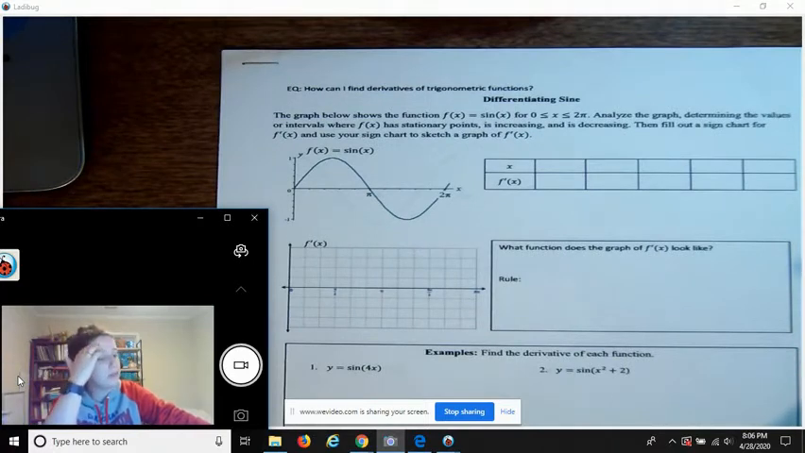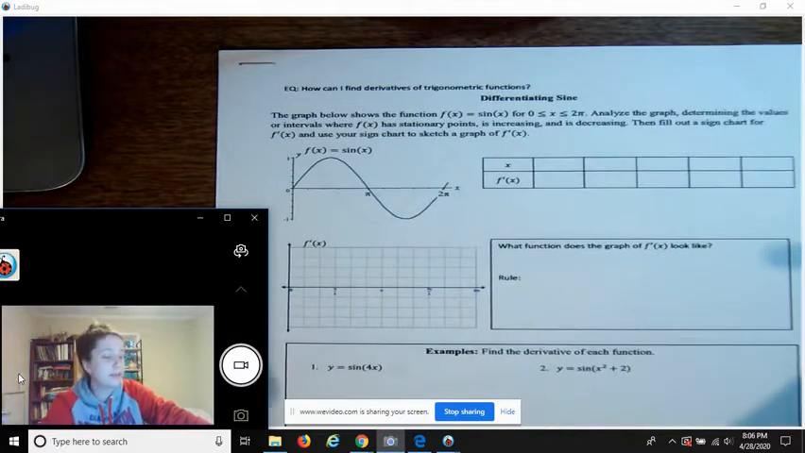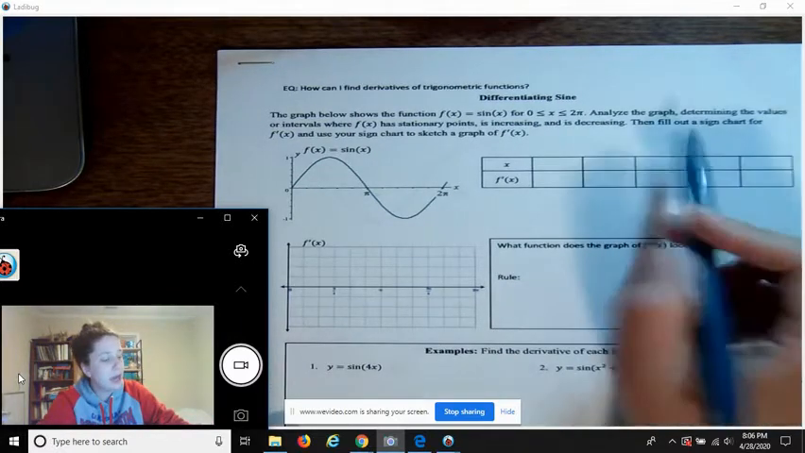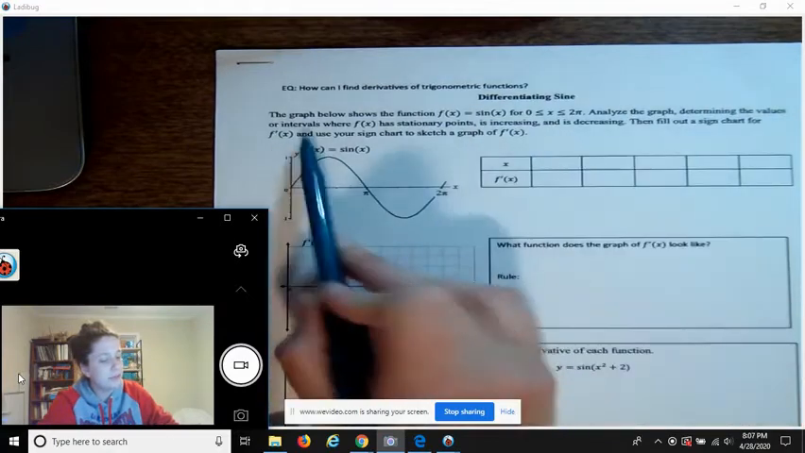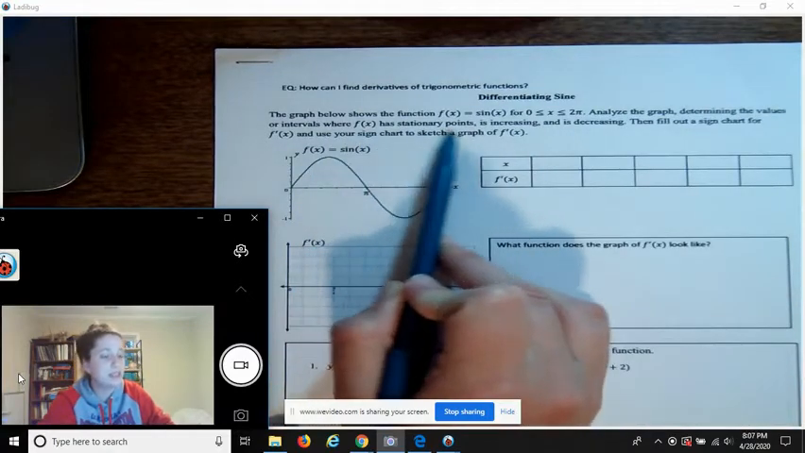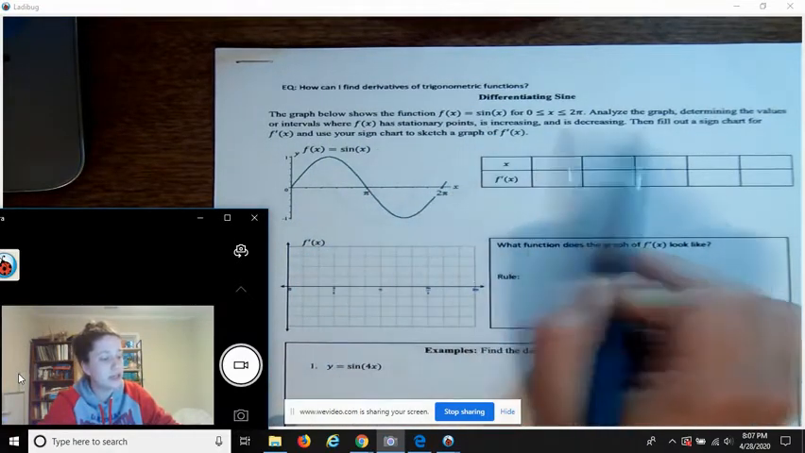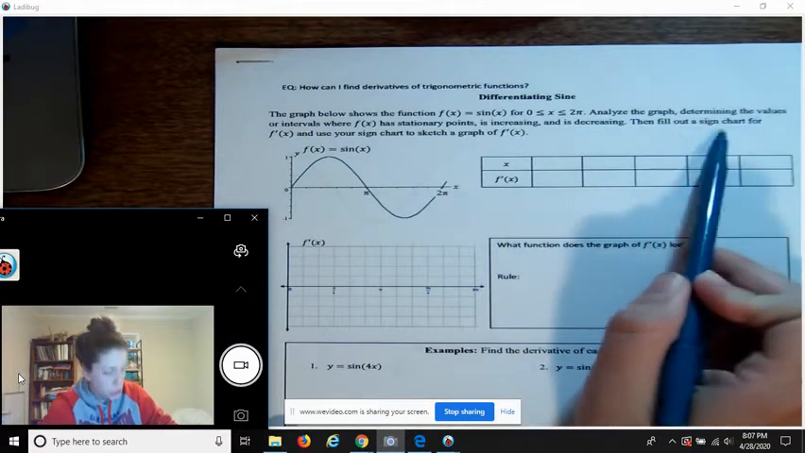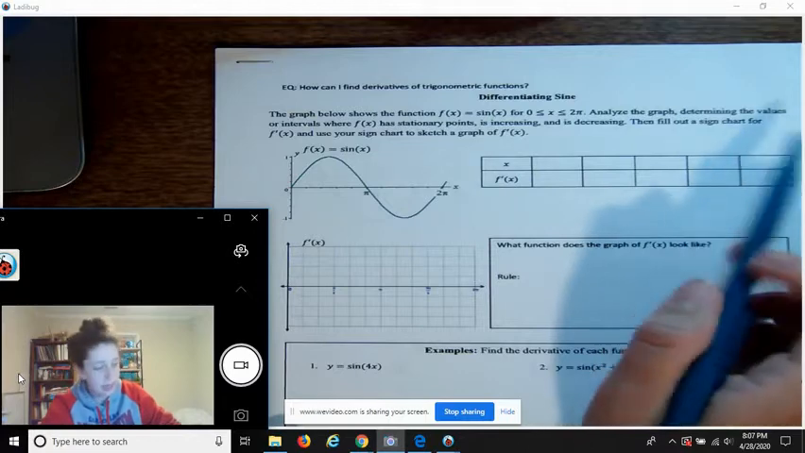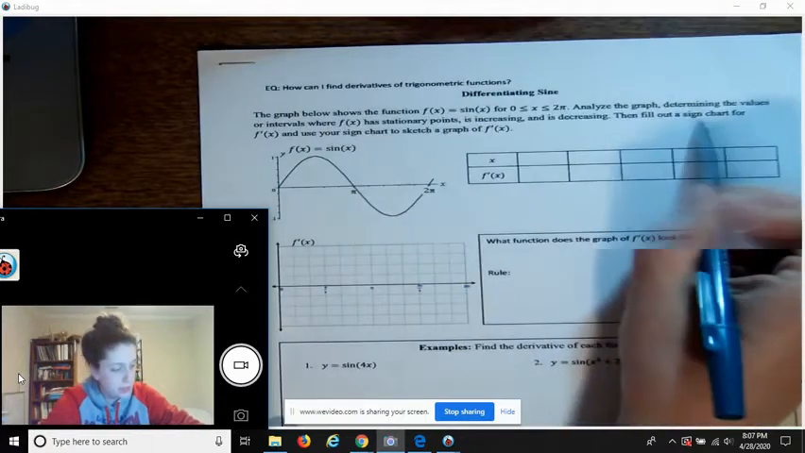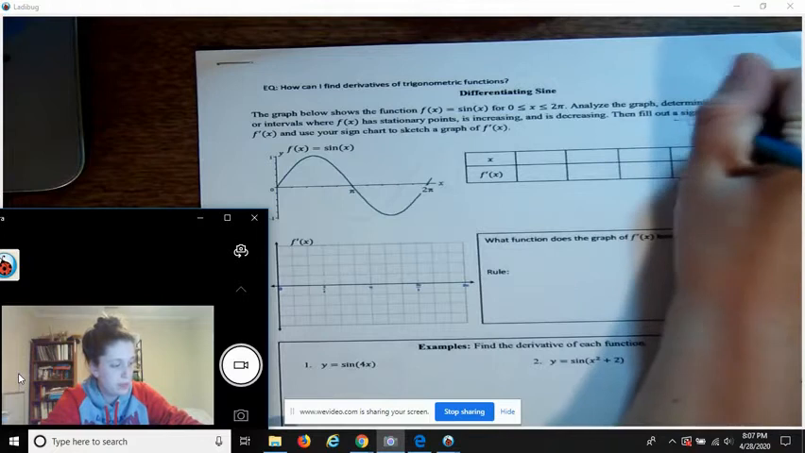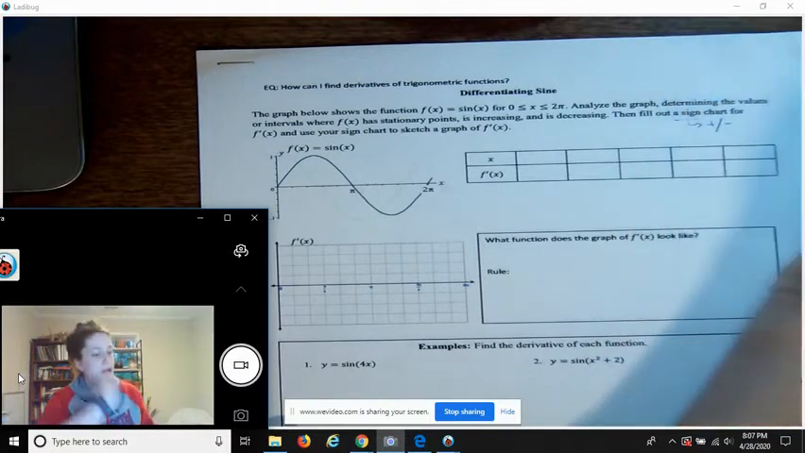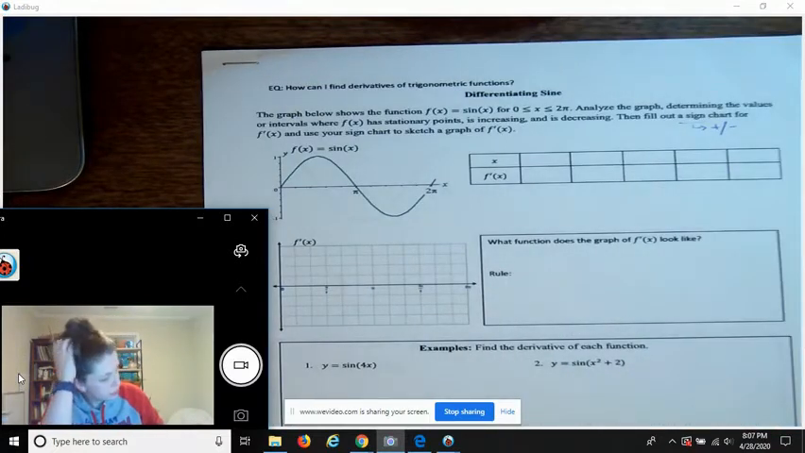It says the graph below shows the function f of x equals sine x on the interval from 0 to 2 pi. Analyze the graph determining the values or intervals where f of x has stationary points, is increasing, and is decreasing. Then fill out a sign chart. By sign there, this means plus or minus, for f prime of x, and use your sign chart to sketch a graph of f prime of x.